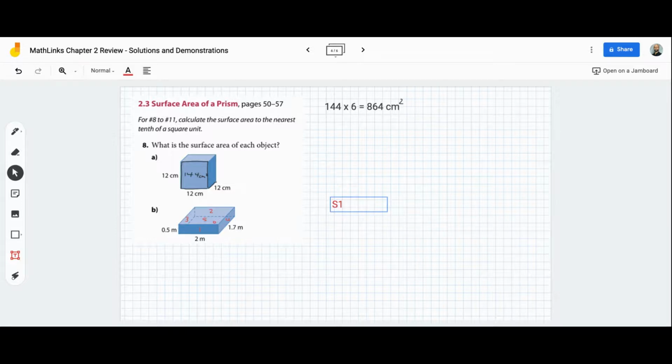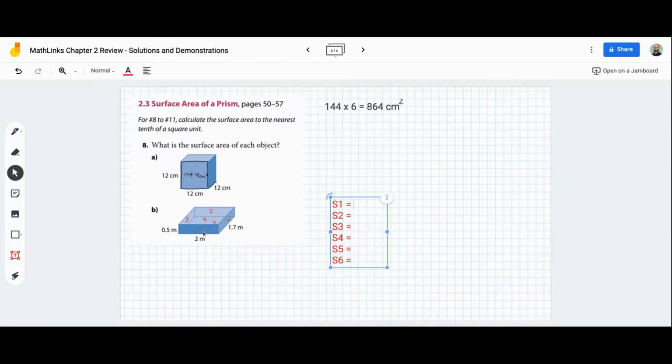So side 1 and side 2 will be the same. Side 3 and side 4 will be the same. Now, some of you are just going to take the side 1 and multiply by 2. You don't have to necessarily list them out like this. The reason I'm listing them out like this is so that everyone can follow my process, and it's as clear as humanly possible. All right.